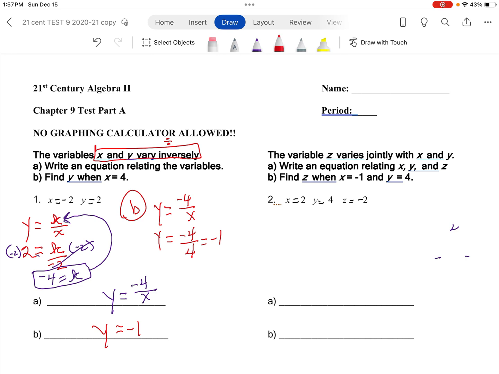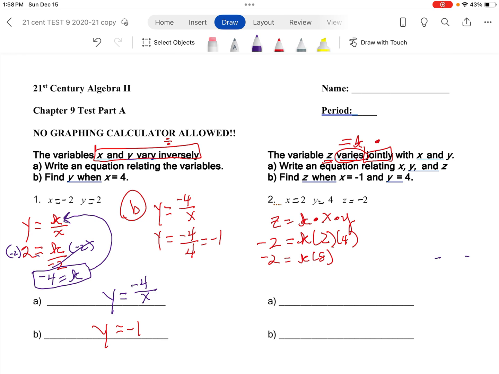Number 2. Z varies jointly with x and y. Varies is my verb, so that's equals k. In front of it is z. So z equals k. Jointly means times. Times x and y is also times. Now I'm going to sub my values in. X is 2, y is 4, and z is -2. That's -2 equals k times 8.